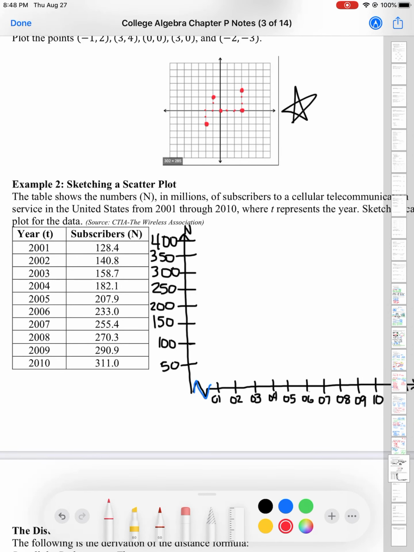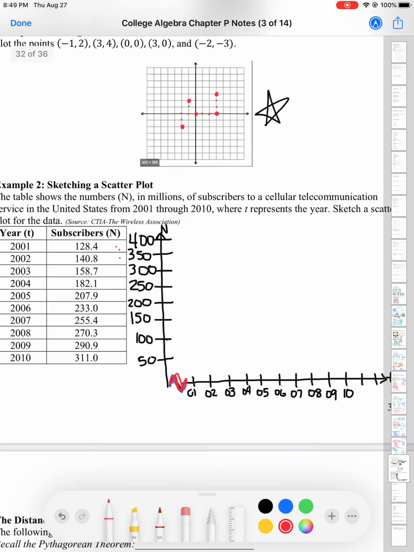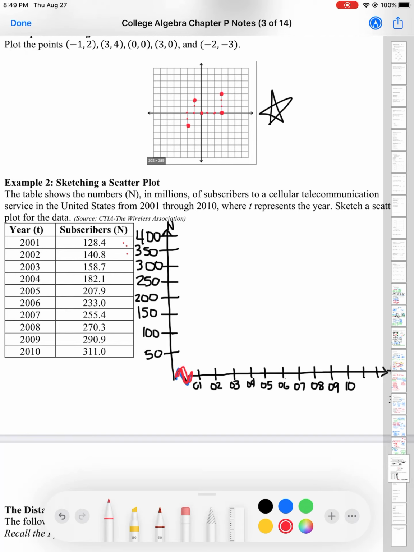So example 2 is sketching a scatter plot. It gives us years and subscribers. The years start with 2001, so I made a break in our graph, since it didn't start at year 0. And for subscribers, since they were kind of weird numbers, I went in 50s. We're going to do our best here and eyeball it. You could do a better job on a computer program, and I urge you to do that if you feel the need to. Desmos and GeoGebra are some really good programs you could use.